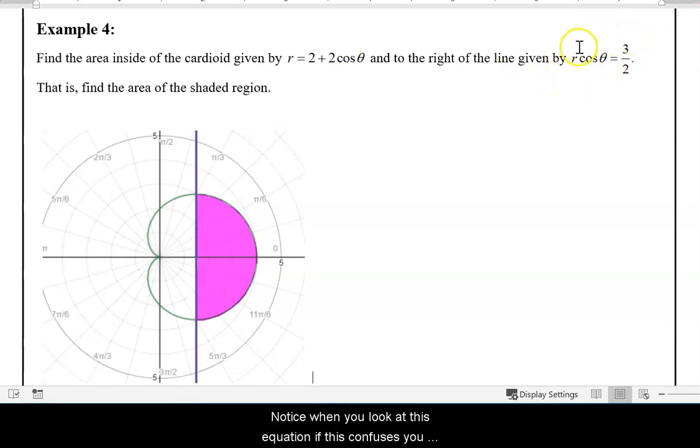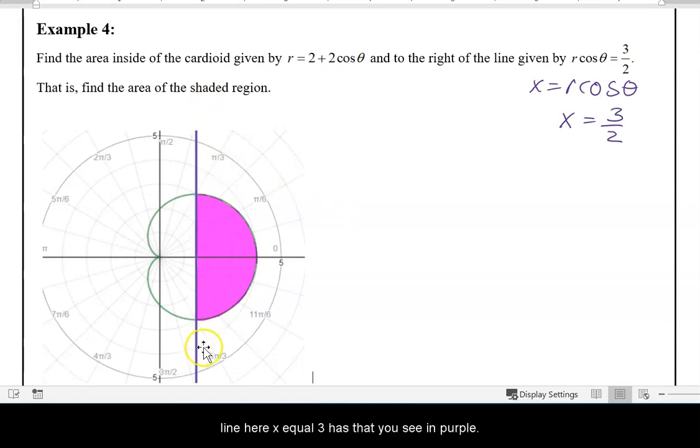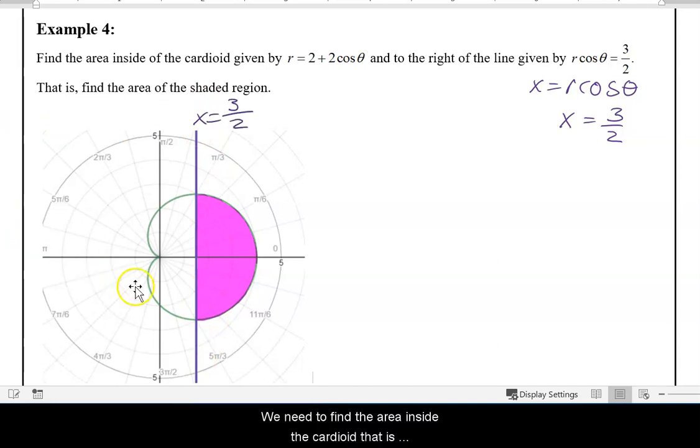Notice when you look at this equation, if this confuses you why this is a line, remember that we do have a formula that says x is equal to r cosine theta. So all that really says is x equals 3/2. In other words, this is the vertical line here, x equals 3/2, that you see in purple. We need to find the area inside the cardioid that is nevertheless to the right of that vertical line.